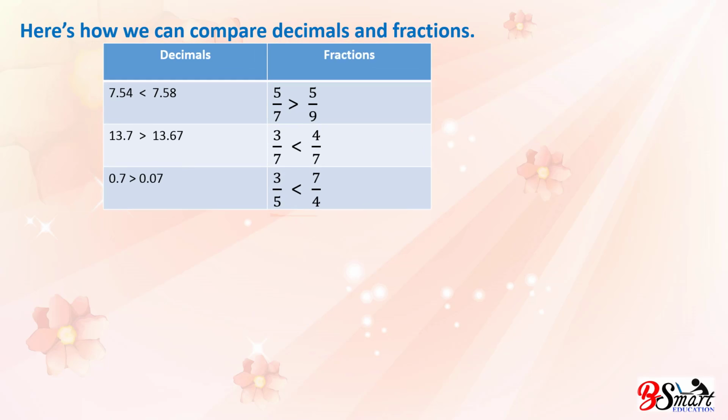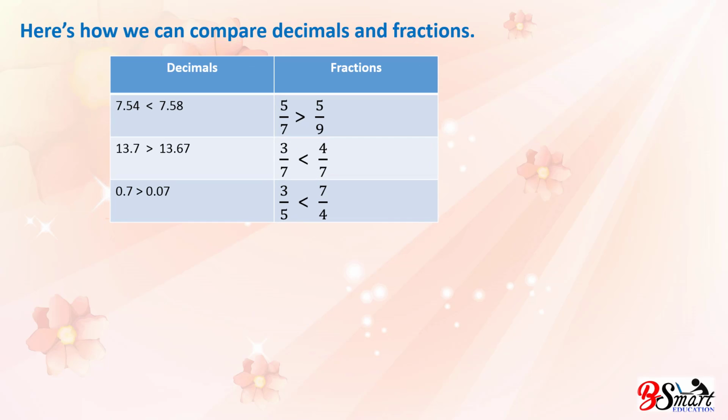Now our next example: how we can compare decimals and fractions. First, decimals. Given 7.54 and 7.58, 7.54 is less than 7.58. Next, 13.7 and 13.67. Here 13.7 is greater than 13.67, and 0.7 is greater than 0.07.